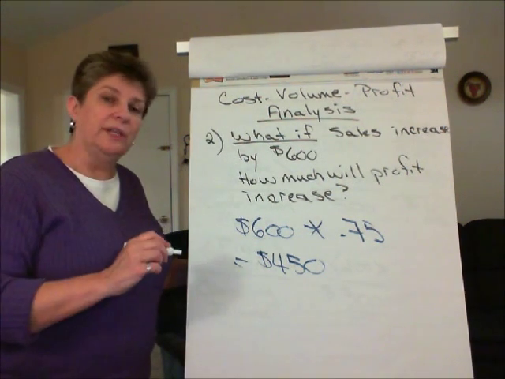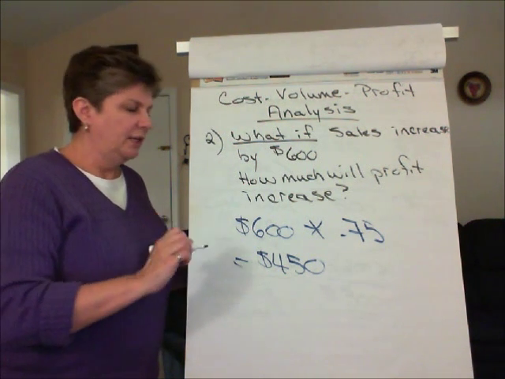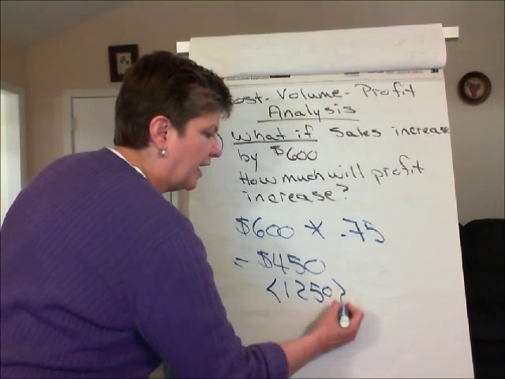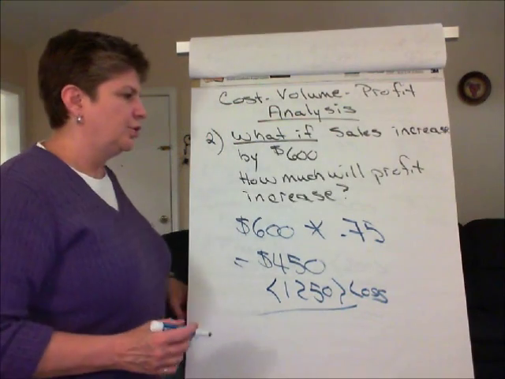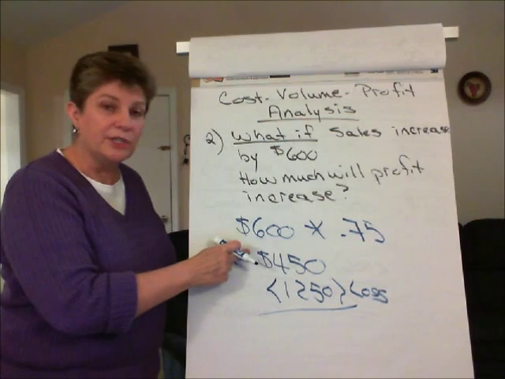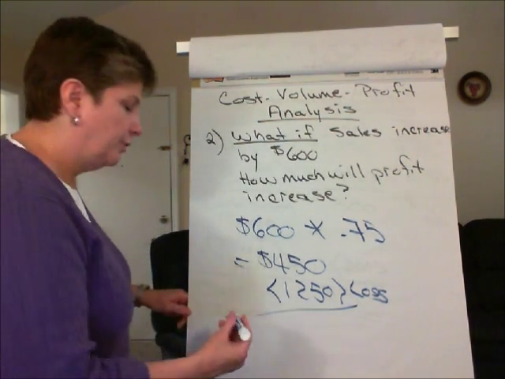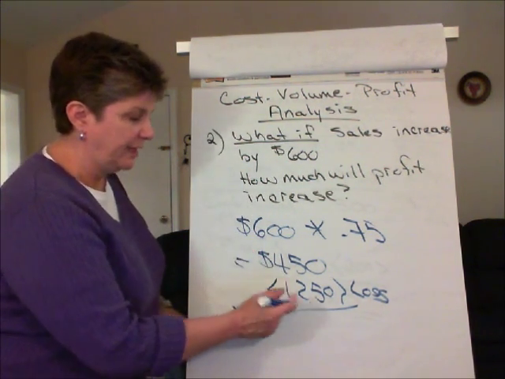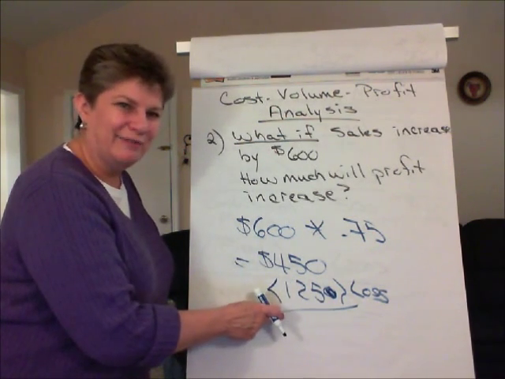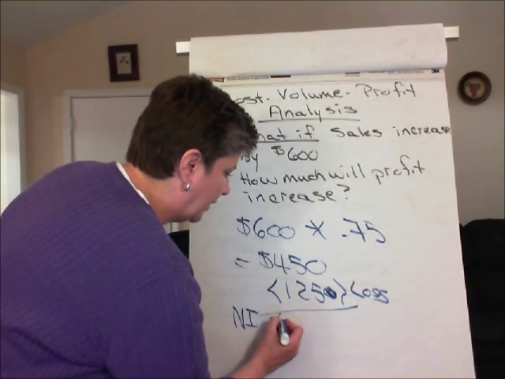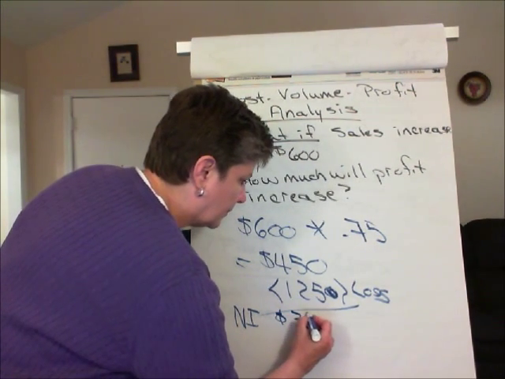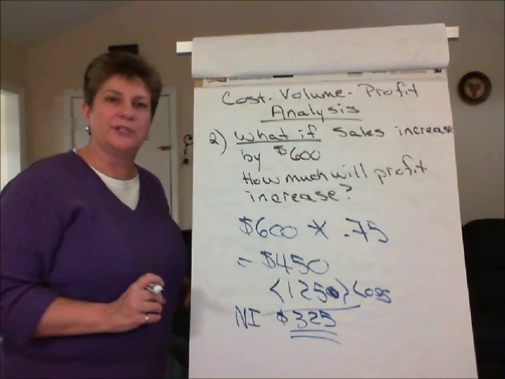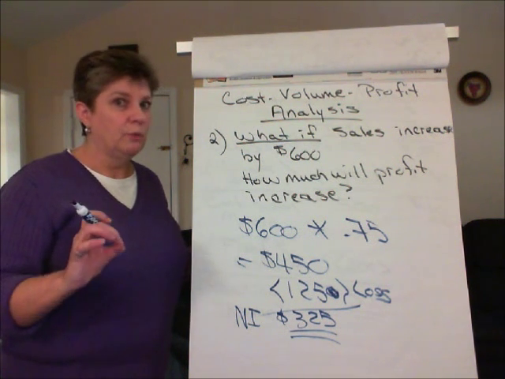And just like we did with the unit sales volume increase, we can compare this to our current situation, which is a $125 loss, and answer the question, not only how much will profit increase, it'll increase by $450, but after the increase, the new net income will be $450 minus the $125 net loss we're currently incurring, so we would have a net income of $325 if we were able to increase sales by $600 and everything else remained the same.